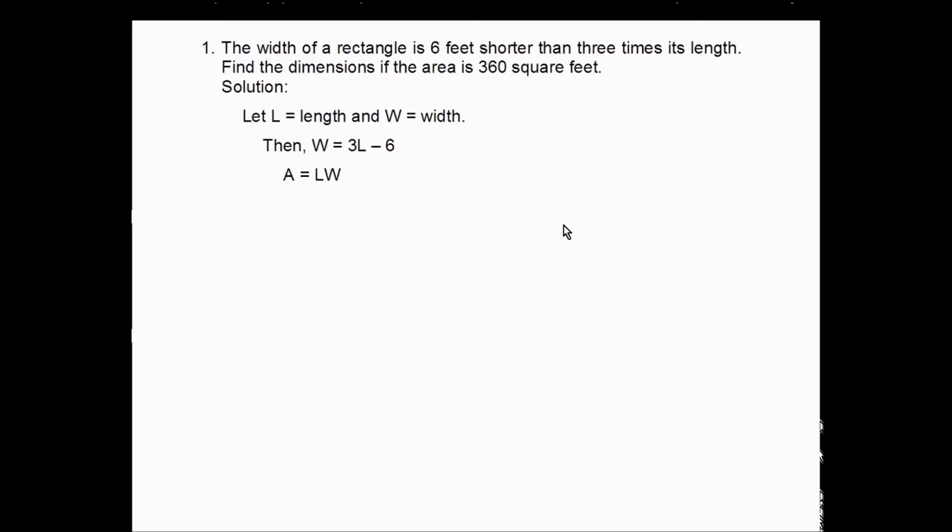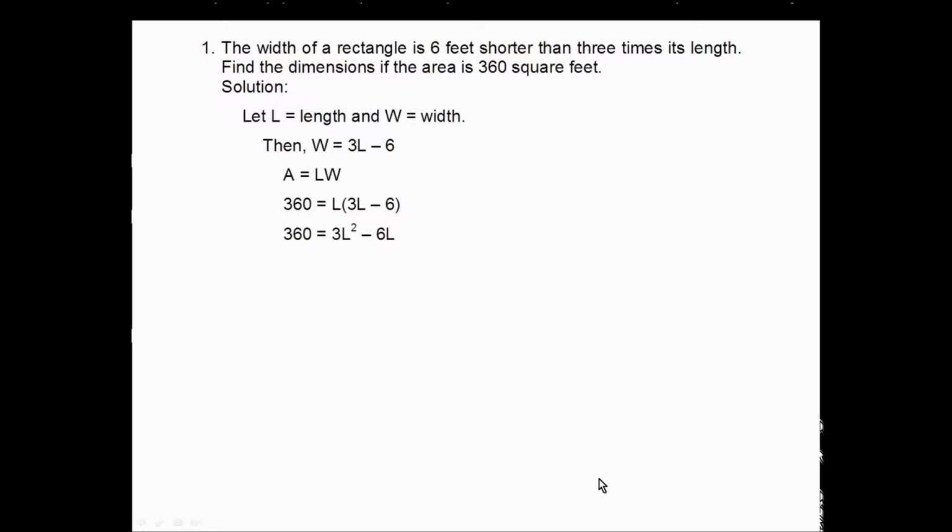Area is length times width. Fill in the numbers. Area is 360. L is I don't know. But W is 3L minus 6. Okay, it's going to be a quadratic. When I distribute the L, I'm going to have a 3L squared. So 360 is equal to 3L squared minus 6L.